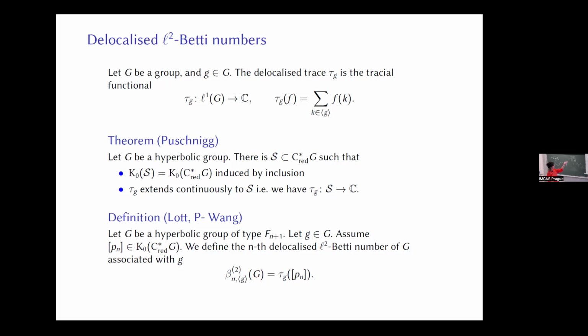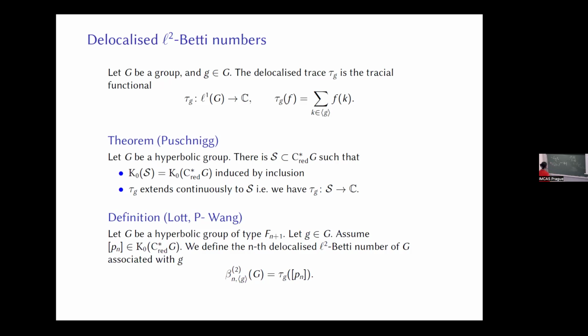Having this, we define an analog of L²-Betti numbers, namely delocalized L²-Betti numbers. So what would be our assumption? We start with a hyperbolic group, and we require our group to be of type Fn plus 1, so that we can talk about this projection. And we assume that Pn lives inside our K0 group.